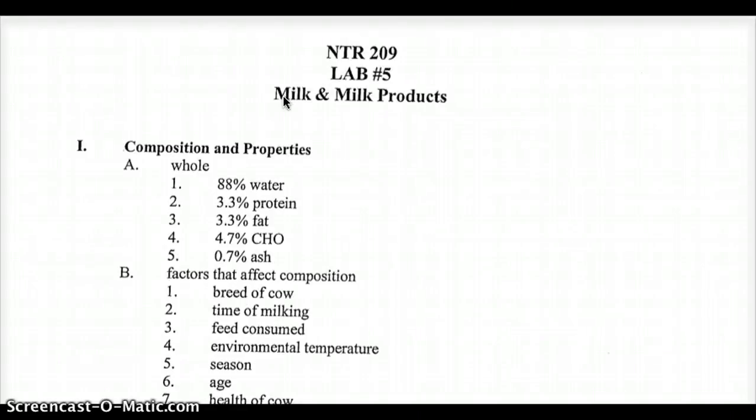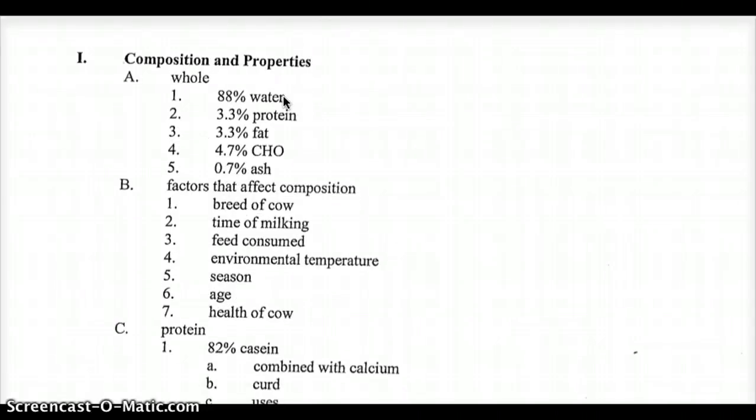So I'll continue here. Composition properties: your whole milk consists of 88% water, 3.3% protein, 3.3% fat, 4.7% CHO, and 0.7% ash. Factors that affect composition depend on the breed of the cow, time of milking, feed consumed, environmental temperature, season, age, and health of the cow.